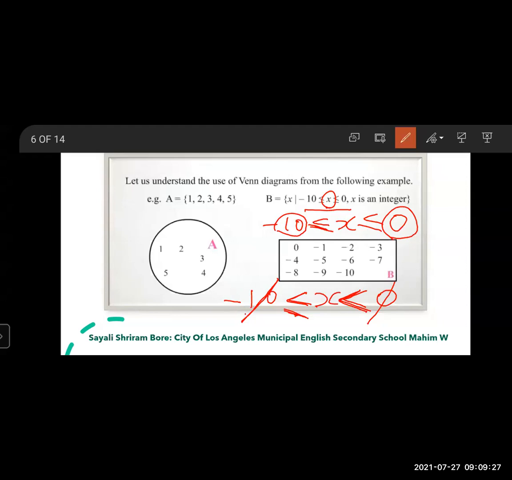So minus 10 is less than or equal to x is less than or equal to 0, where x is an integer. As I told you, the sets of numbers we have studied are always mentioned in the set. So x is an integer, which means all positive, negative, and 0 will come. But along with being an integer, this x lies between minus 10 and 0.